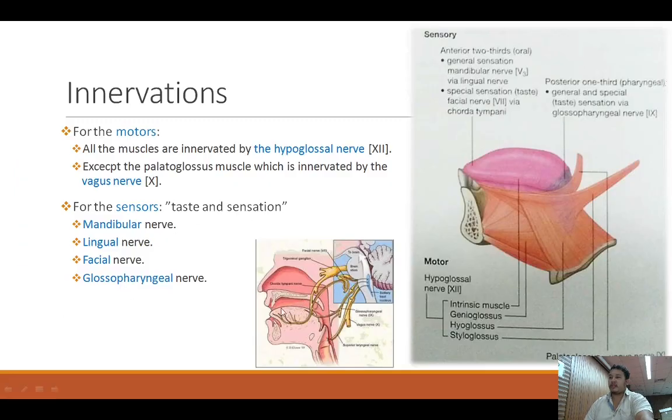The chorda tympani branch of the facial nerve is for the anterior two-thirds, and the glossopharyngeal nerve for the posterior one-third. For sensations apart from taste, you have the branches of the mandibular nerve, the lingual nerve, which supplies the normal sensations like touch, pain, temperature. But for taste sensations, there are different nerves for different parts: the anterior two-thirds by the facial nerve, the chorda tympani branch, and the posterior one-third by the glossopharyngeal nerve.